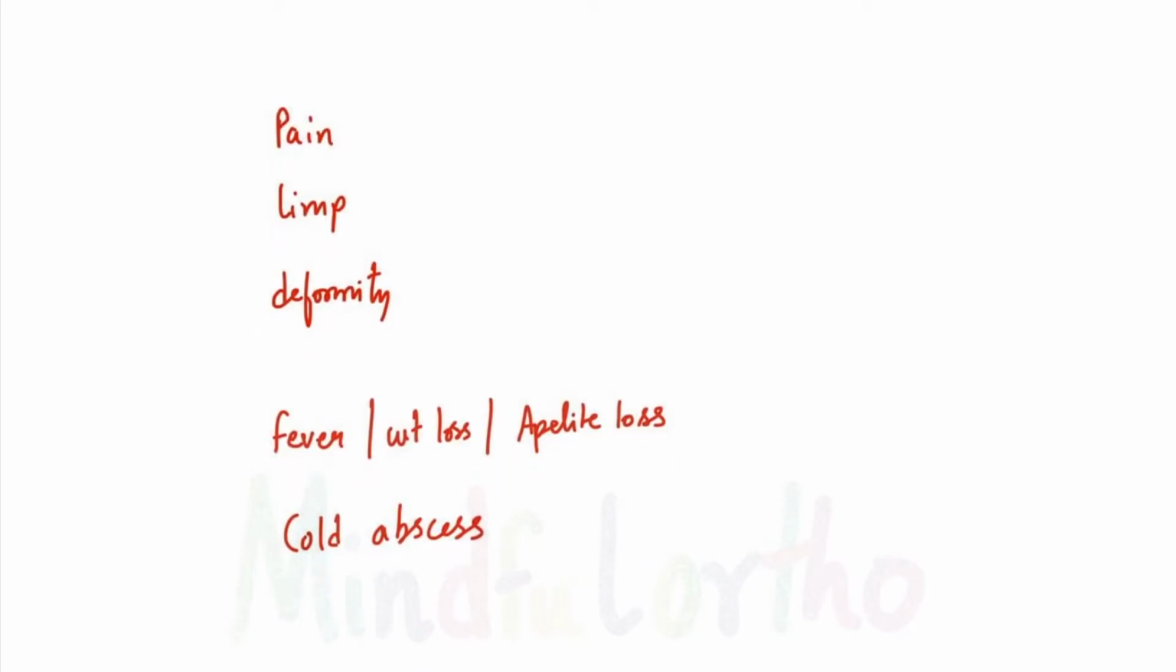Clinical features. The patient will come with a chief complaint of pain on the affected side hip, which characteristically increases in the night due to relief of muscle spasm. This is called night cries. The patient will come walking with a limp and a deformity on the affected side. The patient also has constitutional symptoms of fever, characteristically evening rise of temperature, weight loss and loss of appetite, and a cold abscess can also be seen on examination.